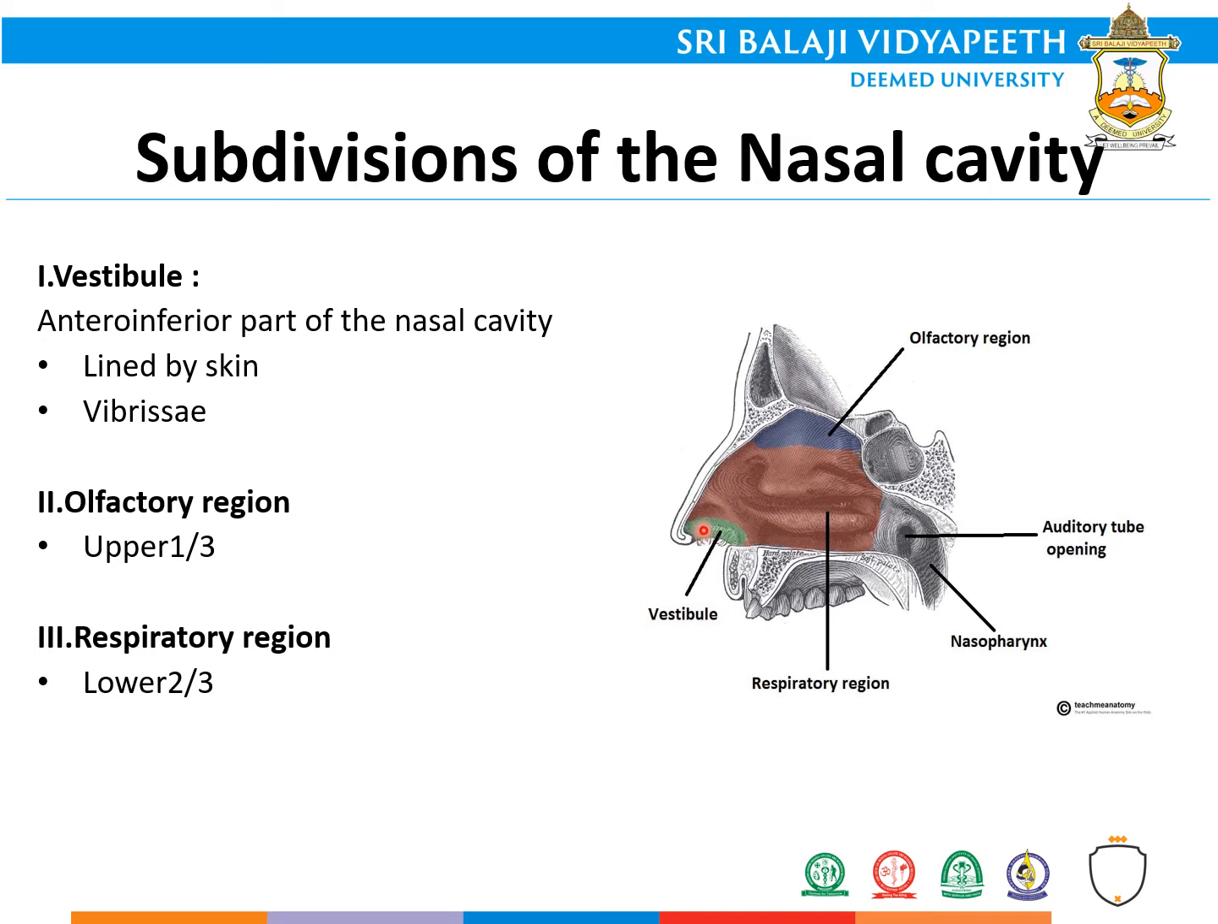And then we have the olfactory region, which occupies the upper one-third of the nasal cavity, right? And then we have the respiratory region here, which occupies the lower two-thirds of the nasal cavity. So this is how the nasal cavity is divided into three parts: the vestibule, the olfactory region, and the respiratory region. Olfactory region, as you know, is concerned with smell.